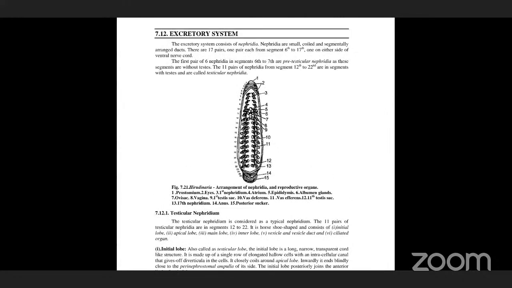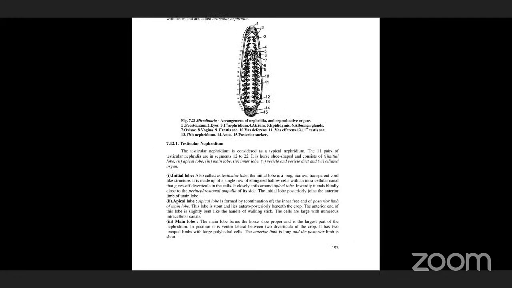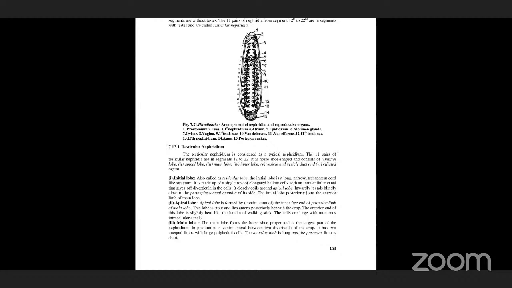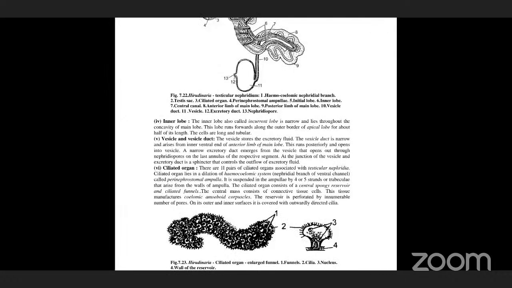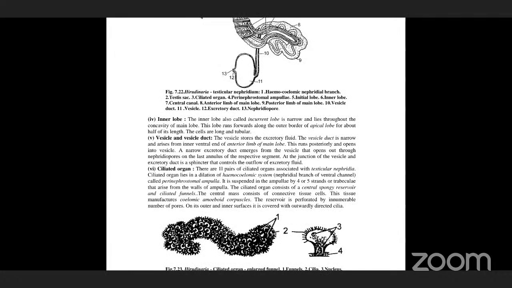And the excretory system is through nephridia. There are 17 pairs of nephridia from the 6th to 17th chamber on either side of the ventral nerve cord. I'm skipping some of the topics, like the testicular nephridium, which has three lobes: initial lobe, apical lobe, and main lobe. Then another three are inner lobe, vesicle lobe or vesicle duct, and ciliated organs.